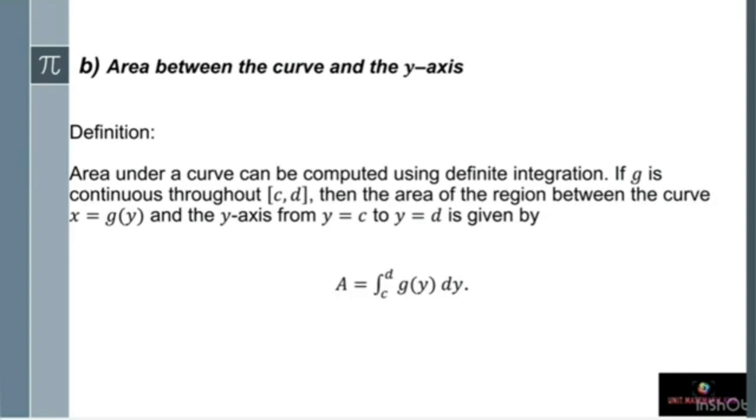The second part will cover the area between the curve and the y-axis. So the definition here: area under a curve can be computed using definite integrals. So if g is continuous throughout [c, d], then the area of the region between the curve x equals g(y) and the y-axis, from y equals c to y equals d, is given by A equals the integration from c to d of a function in terms of y with respect to dy.